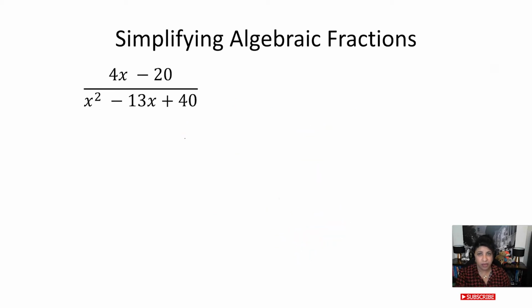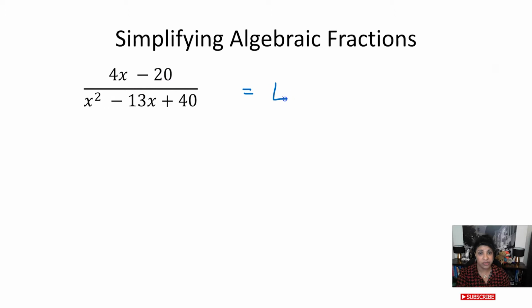Right, here is more of a complicated one. Not that difficult. It just has a quadratic expression. Similarly, we need to factorize. So let's start with the numerator. We look at the numbers. What is common? I've got 4 and 20. The highest common factor of those two numbers is 4.